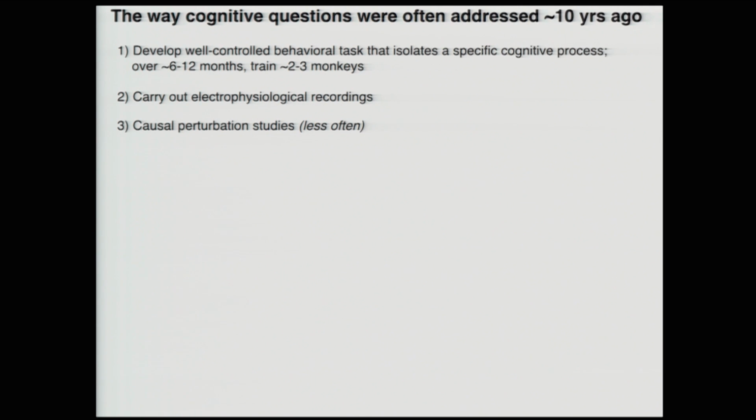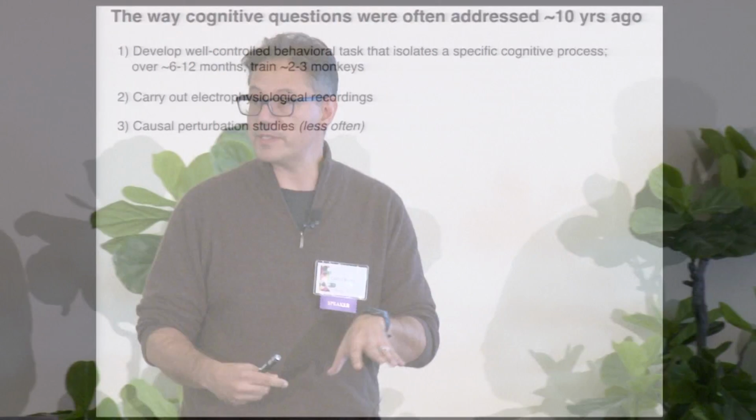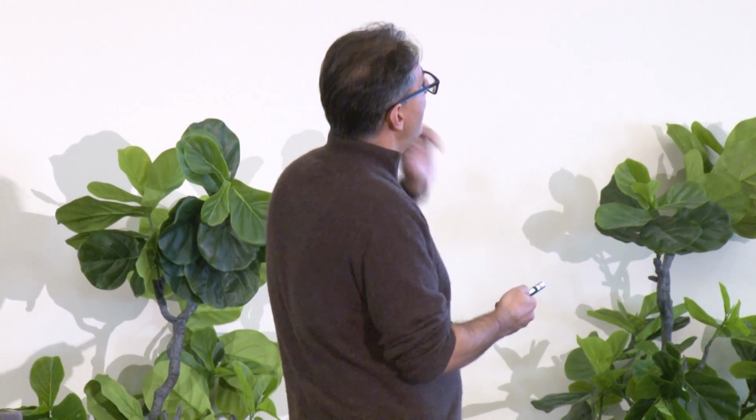And it was mostly experiments with monkeys. And this is very beautiful work, and it's the kind of work that I was alluding to that has inspired me so much. People would develop some particular well-controlled behavioral tasks that would try to isolate a particular cognitive process that they were interested in. And then over a period of a few months, train a few monkeys to perform this task. And then carry out electrophysiological recordings to see what the activity of neurons during this particular cognitive process looks like. And then maybe carry out some causal perturbation studies.